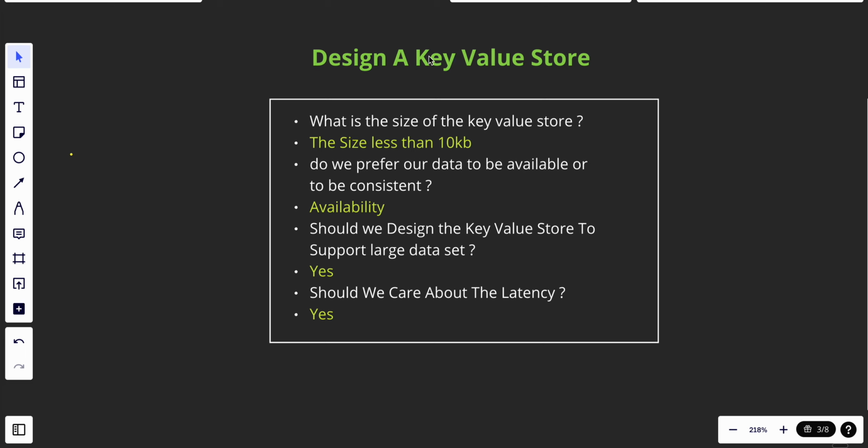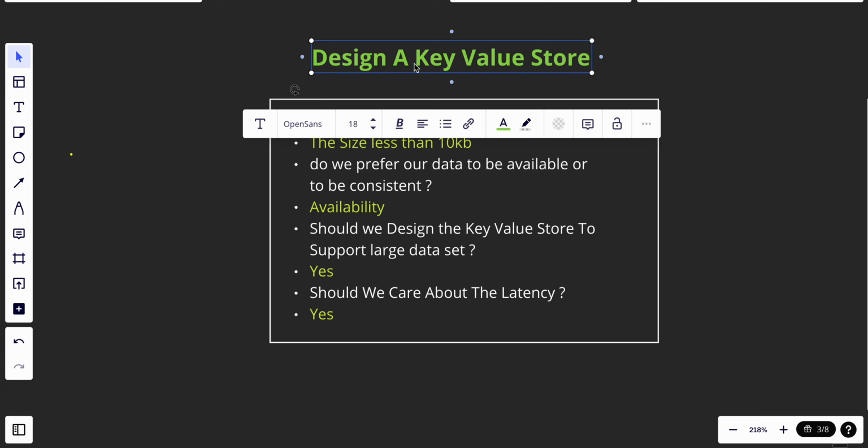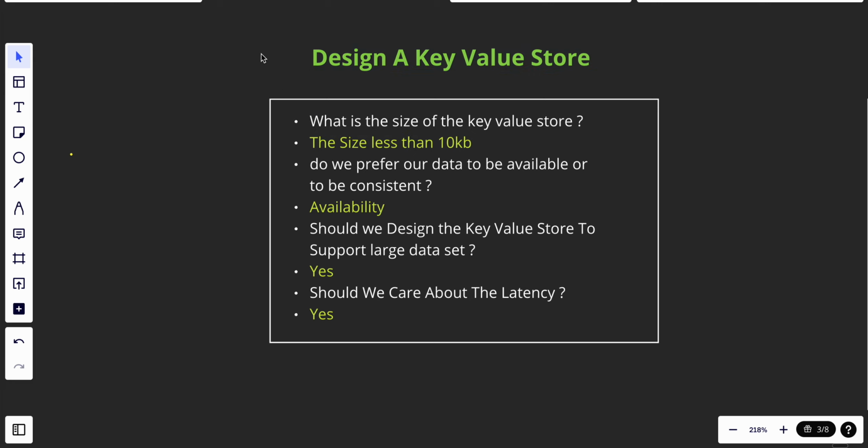Our series started with a system design problem: design a key value store. We said that in system design interviews, the questions are all the time pretty vague. So our job as an interviewee is to ask clarification questions and follow some framework and steps to make sure that we are designing the things that our interviewer wants us to design.